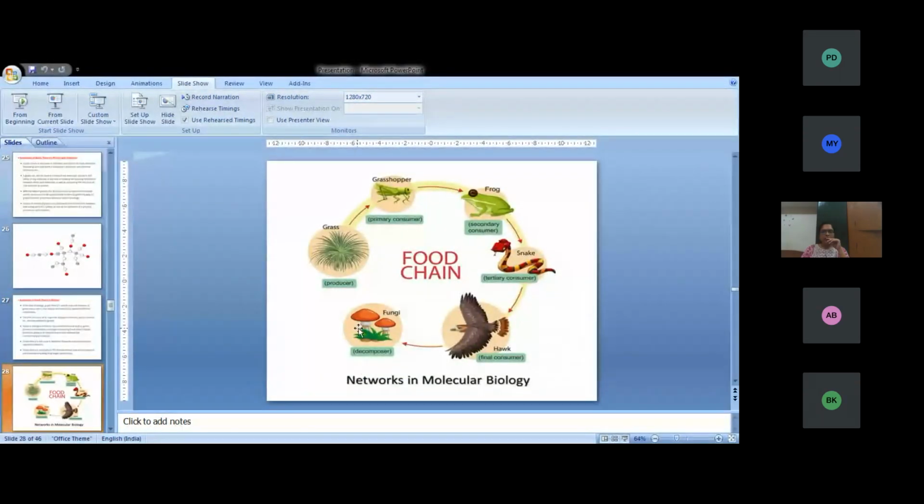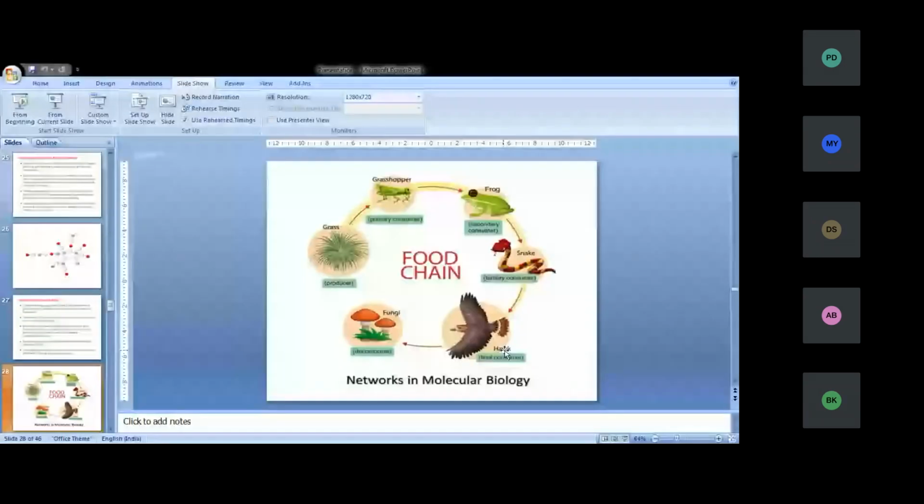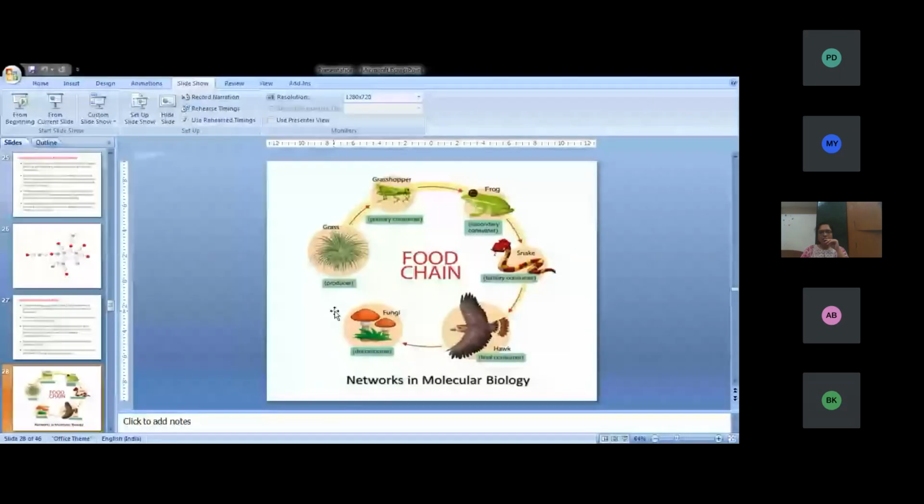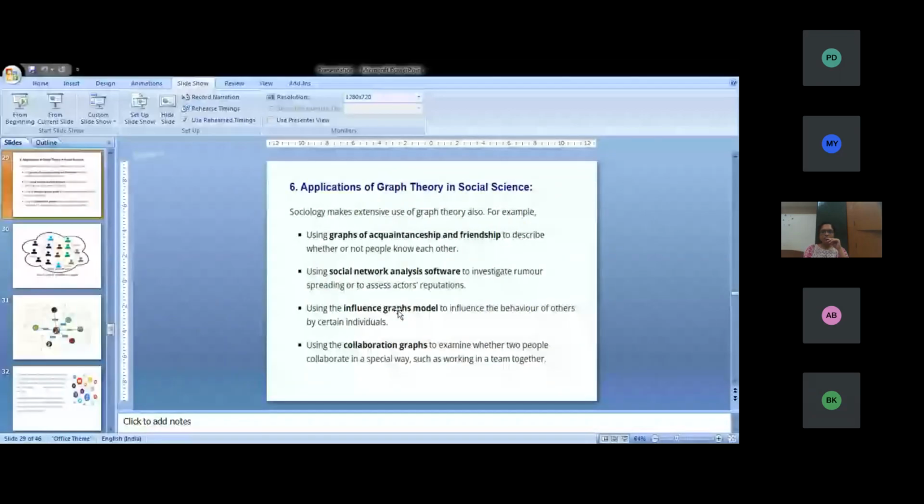So this is a food chain. The grasshopper is eaten by the frog, the frog by the snake, and the snake by the hawk. It forms fungi, and the fungi again produce gases. So it is a network. Again here we are seeing the networking. These are the vertices and they are connected by the edges. So it is also an example of graph theory.